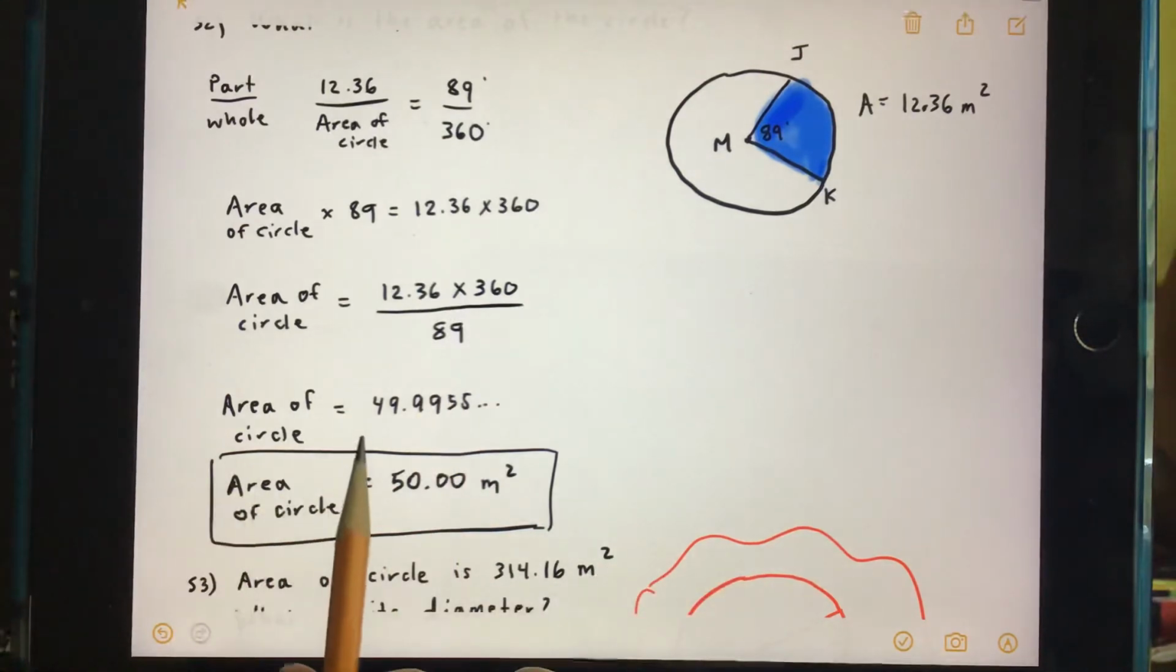And on my calculator, I'll see 49.9955, and I'm going to round that off to the nearest hundredth. That will give me 50.00 meters squared. So that means the area of this circle would be about 50 meters squared.